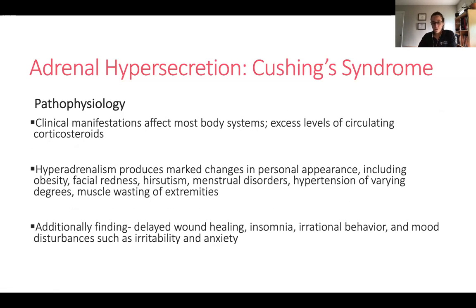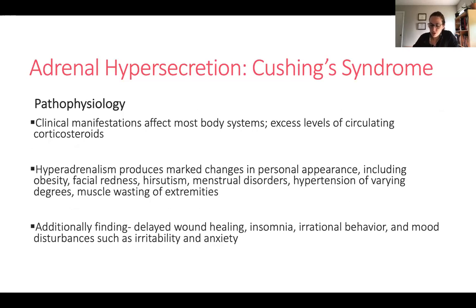So as far as clinical manifestations, it affects most body systems. It is due to the excess level of circulating corticosteroid. So they'll have hyperadrenalism, which produces marked changes in personal appearance. So they will have obesity, facial redness. Hirsutism is excessive hair growth.